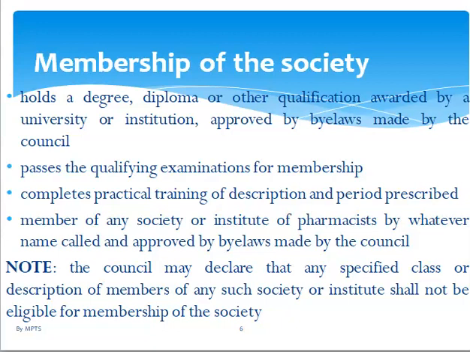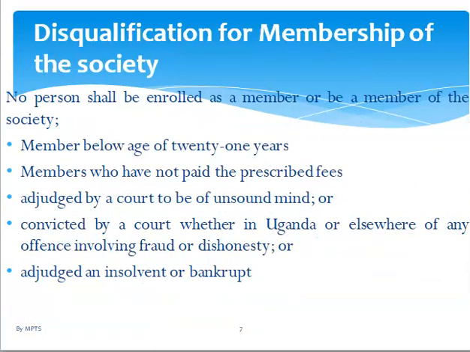Up it gives the membership, but down it tells that the council has powers not to allow other members to join the society. Of course, you are disqualified from membership if you are below the age of 21, because you are very young, if you have not paid the prescribed fees, if you are adjudged in court to be of unsound mind, or you are convicted in court, whether here or elsewhere, and you are insolvent or bankrupt.